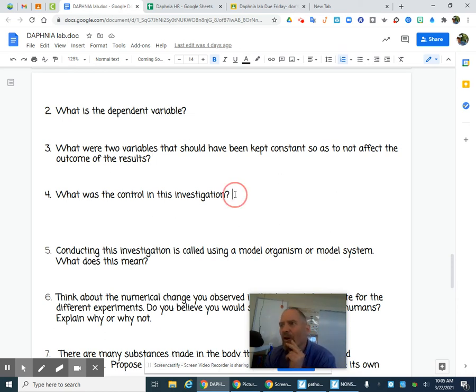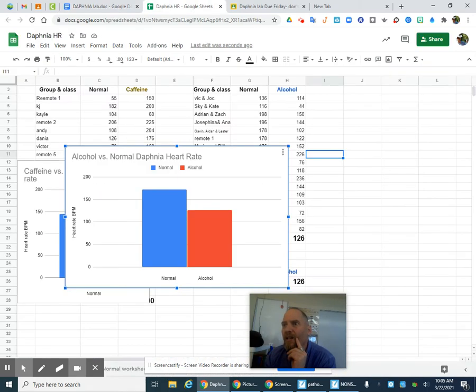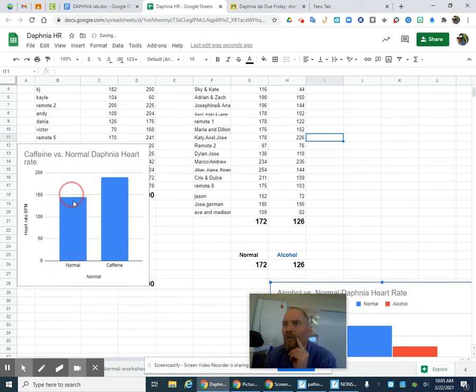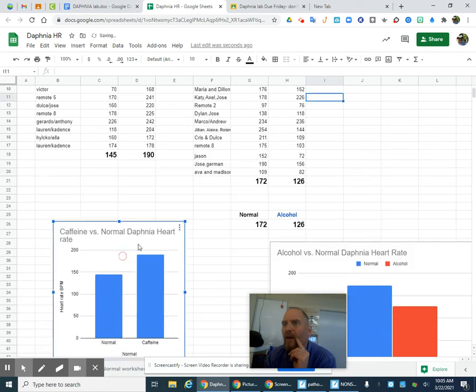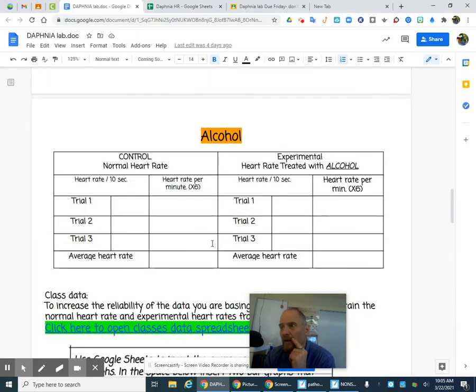The control, again, the control is the normal heart rate, okay? This is the control. Some of you still are having trouble with that. It's what we do to compare, how we compare. We're not going to know if caffeine has an effect if we don't have a normal one. If you just give it caffeine and come up with this number, how are you going to know it has an effect? You need a control. The control is always what we're comparing it to. All right.